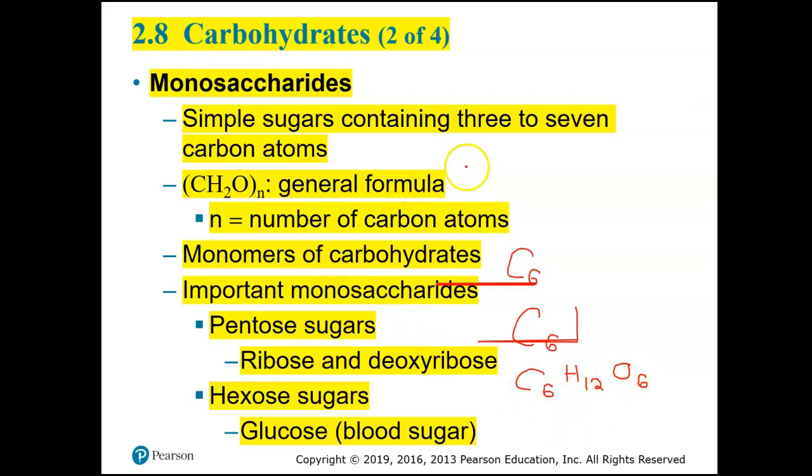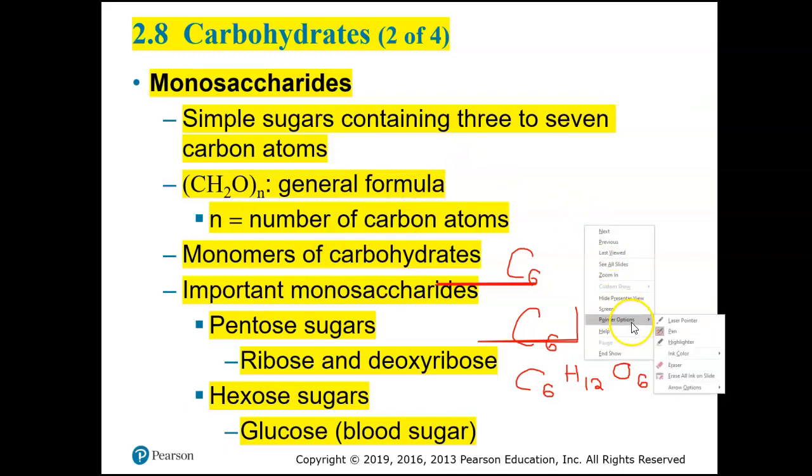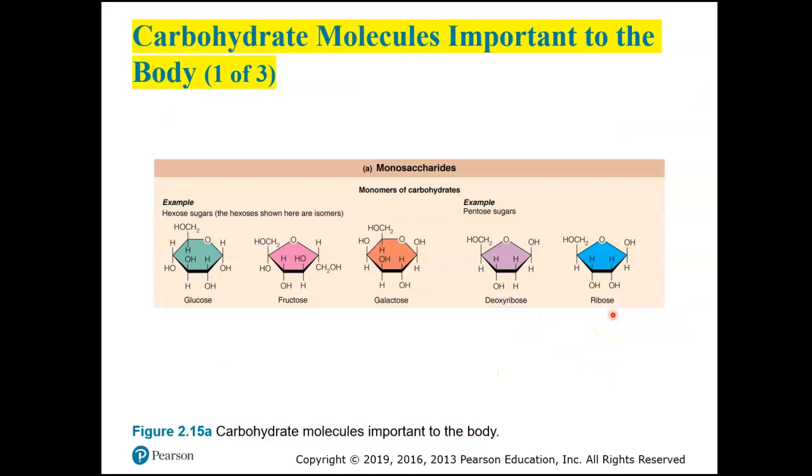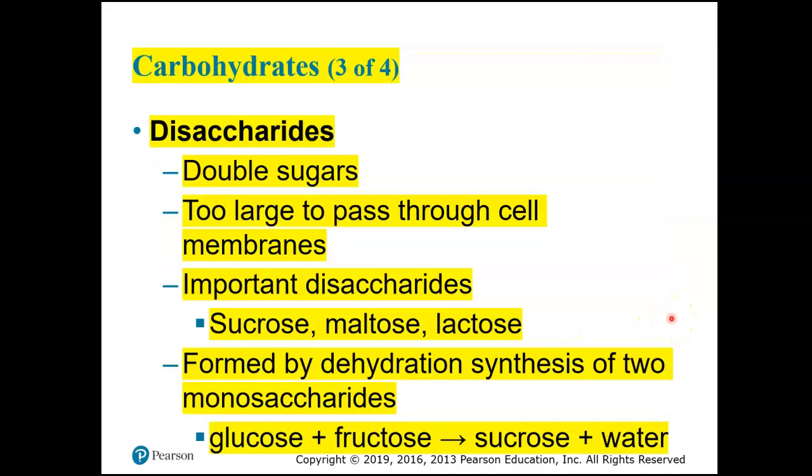All right, so we've covered monosaccharides. And then we have some examples of monosaccharides here. You have glucose, fructose, galactose. These are the 6 carbon sugars called hexoses. And deoxyribose and ribose. Deoxyribose is found in DNA, ribose is found in RNA.